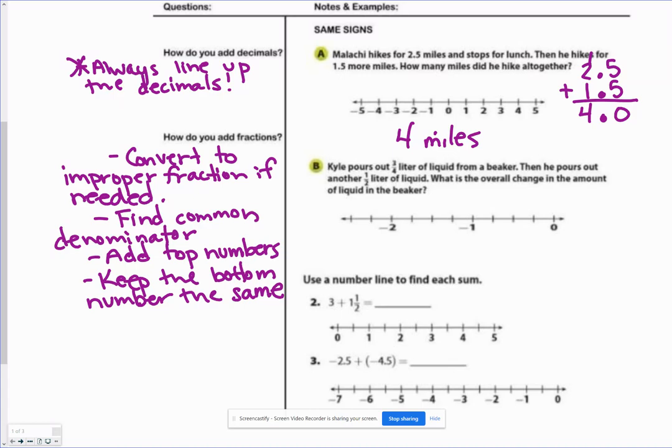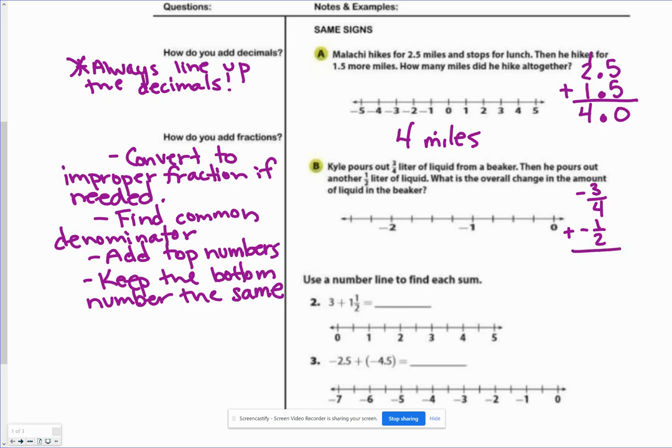All right, let's go add some fractions. So it says Kyle pours out 3/4 liter of liquid from a beaker. Then he pours out another 1/2 liter of liquid. What's the overall change in the amount of liquid? So he pours out a negative 3/4. Why is it negative? Because he's losing liquid from the beaker. Plus, he loses some more. Plus a negative 1/2 liter.